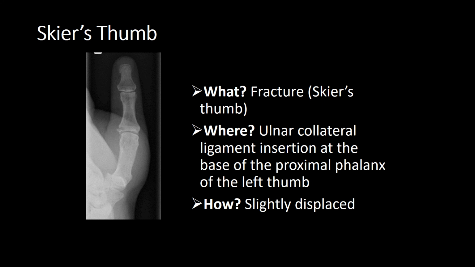So what is it? It's a fracture, it's a skier's thumb, where it's the ulnar collateral ligament insertion at the base of the proximal phalanx of the left thumb. How? It's slightly displaced.